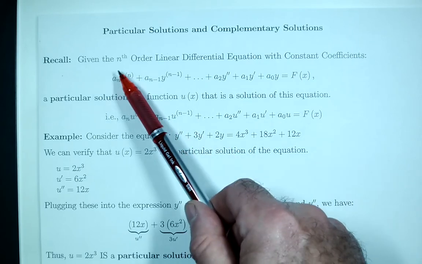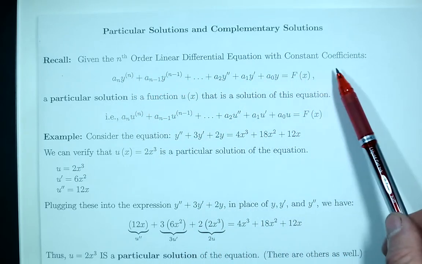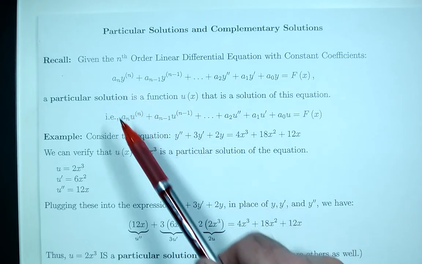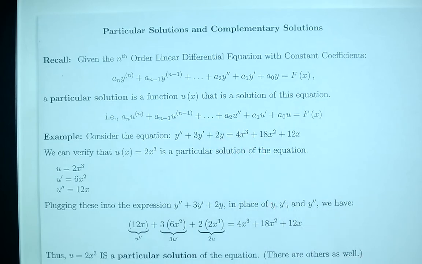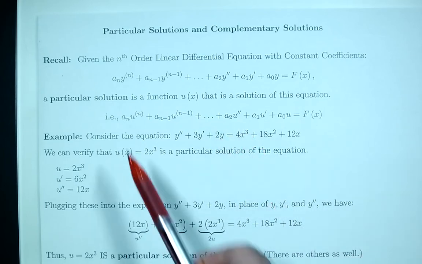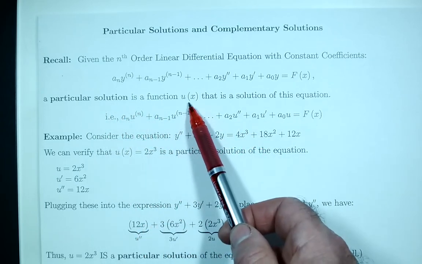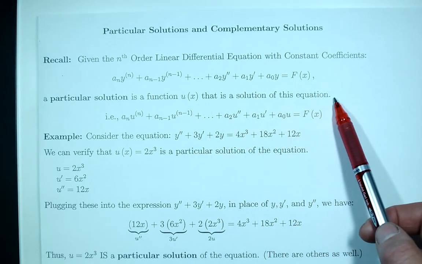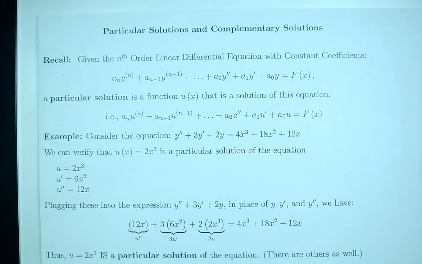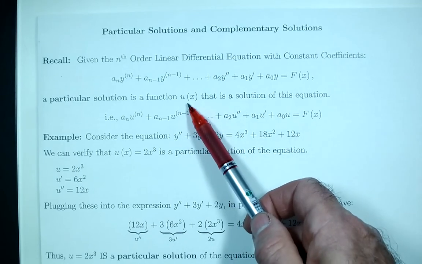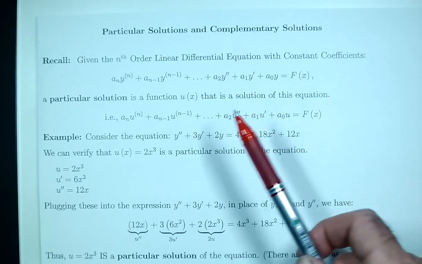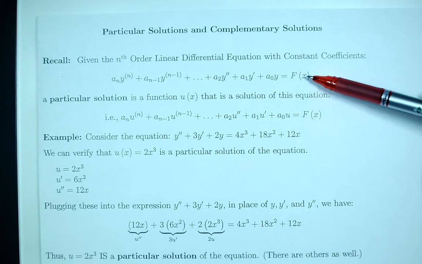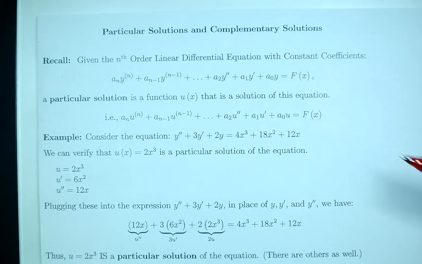Now remember, if we have an nth order linear differential equation with constant coefficients, in other words, a sub n is constant, a sub n minus 1 is constant, and so forth, a particular solution is a function u of x, or just u, that is a solution of this equation. In other words, if we take u of x, or u, and all of its derivatives and plug them in for y and their derivatives, we'll get the right-hand side f of x.